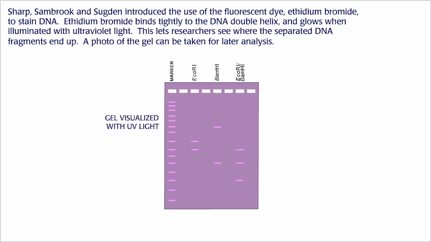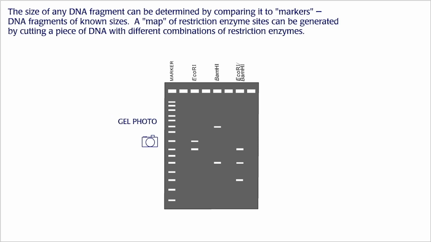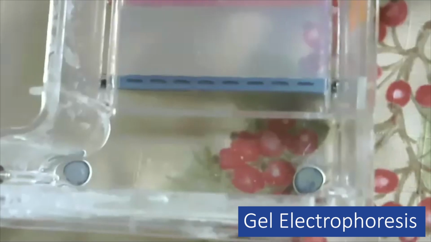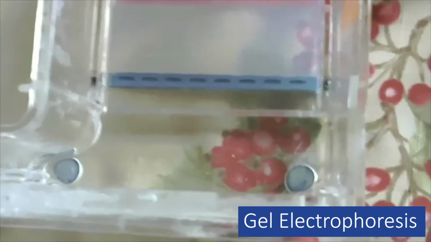This lets researchers see where the separated DNA fragments end up. A photo of the gel can be taken for later analysis. The size of any DNA fragment can be determined by comparing it to markers, DNA fragments of known sizes. A map of restriction enzyme sites can be generated by cutting a piece of DNA with different combinations of restriction enzymes. Next, I'm going to show you how to load the gel.